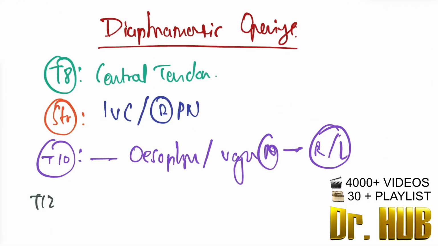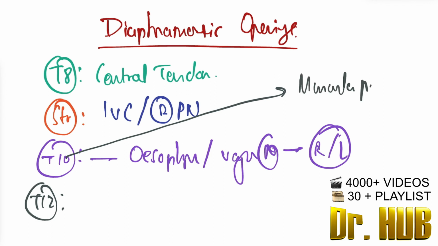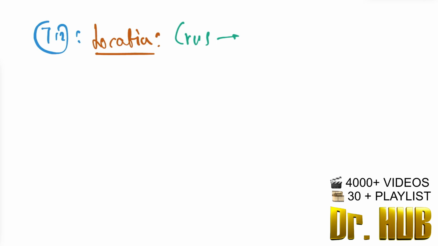Next we look at T12. What does T12 include? Before going ahead, we need to know that the location of T10 is in the muscular part. Now we'll be learning about T12. What is the location of T12? The location of T12 is in the crus of the diaphragm.